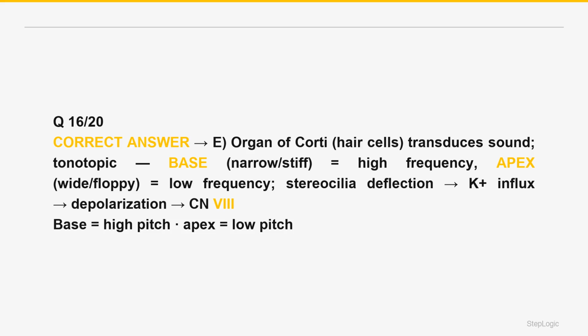The frequency map is the high-yield fact. The base of the cochlea near the oval window is narrow and stiff, so it resonates with high-frequency, high-pitched sounds. The apex is wide and floppy, so it responds to low-frequency, low-pitched sounds.